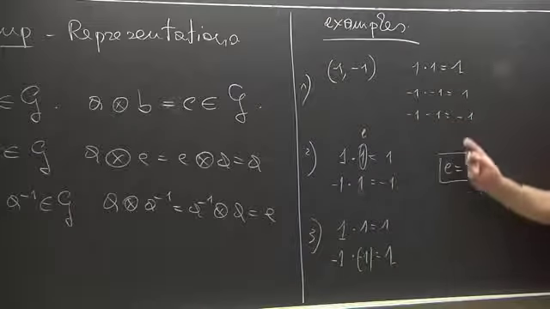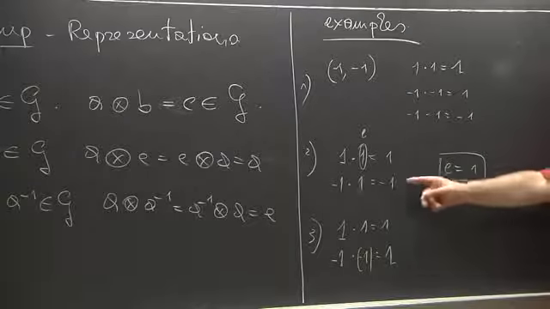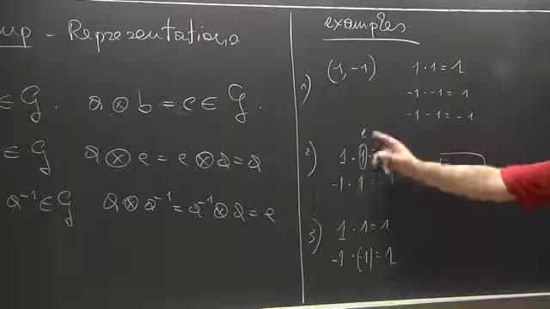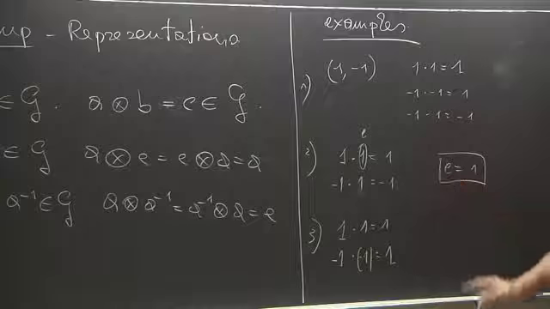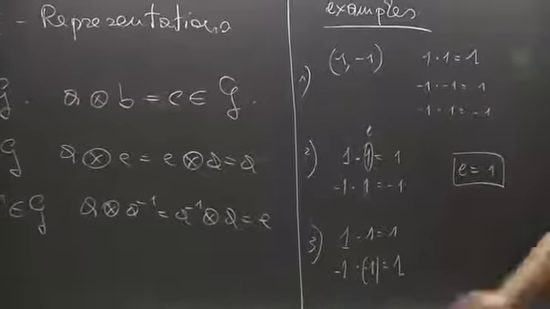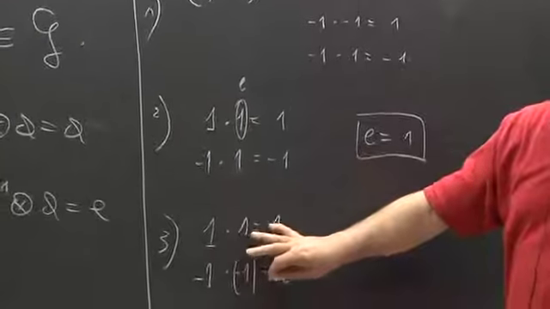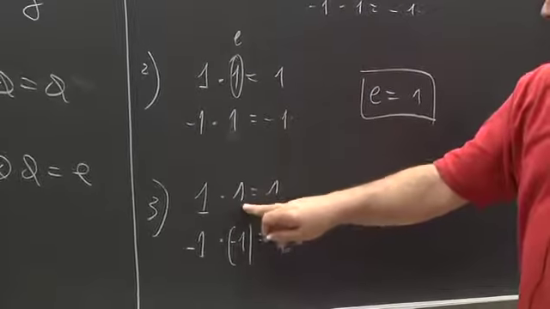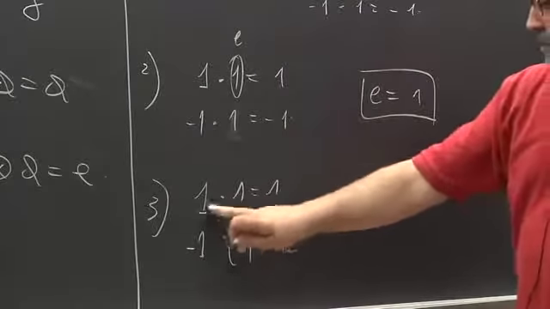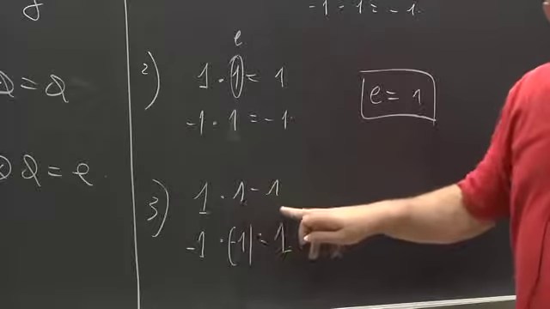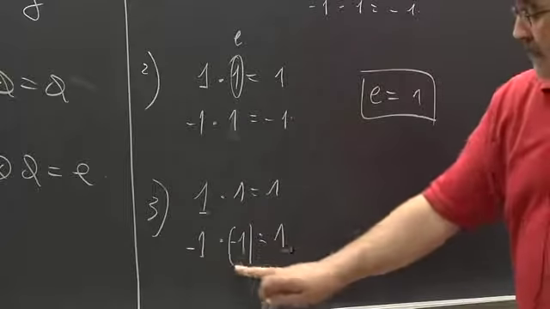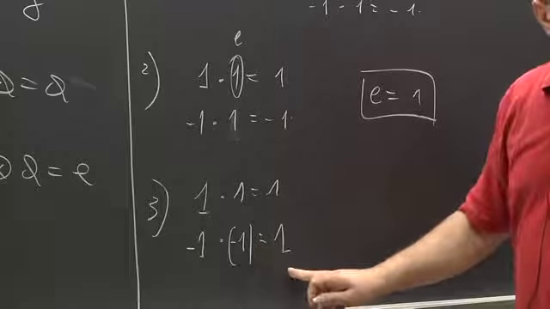You see? From here, we got the identity is 1. No, sorry. I thought this is 2. This is 3. So we have a group structure, okay? That means to 1, the inverse is 1, it produces the identity. To minus 1, the inverse is minus 1, it produces the identity, okay?